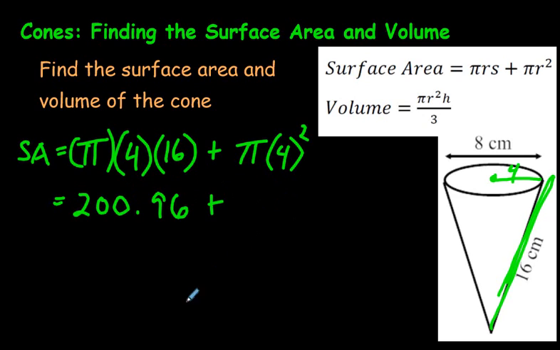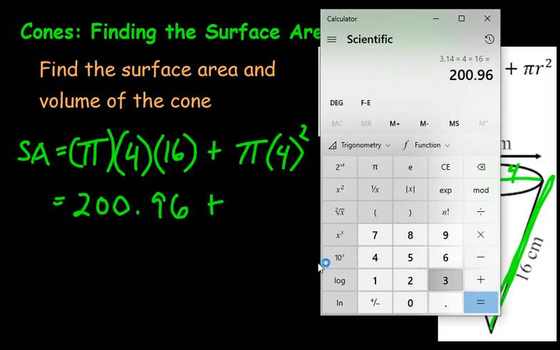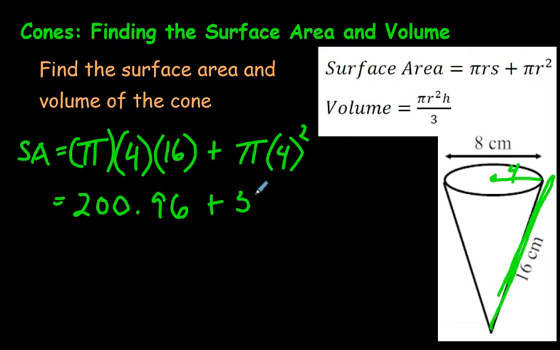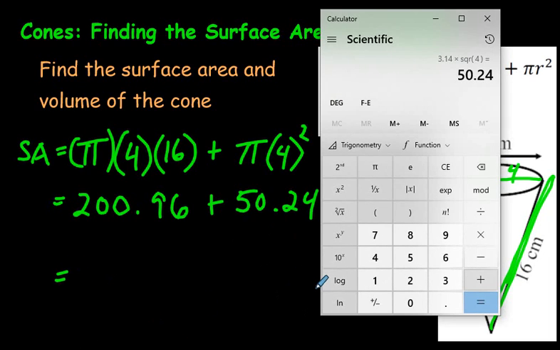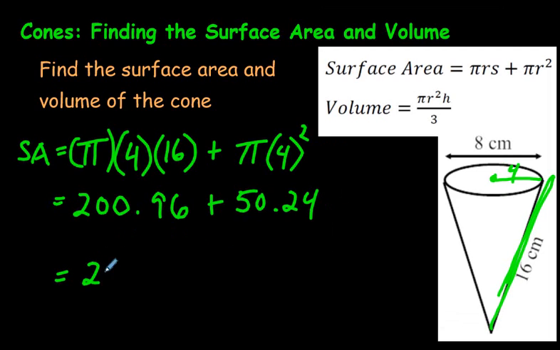All right. And now let's go pi times 4 squared, which is pi times 4 times 4. So 3.14 times 4, I'm just going to push the squared button. And the answer is 50.24. Okay? And if I were to add these both together, 200.96 plus 50.24, I would get 251.2.